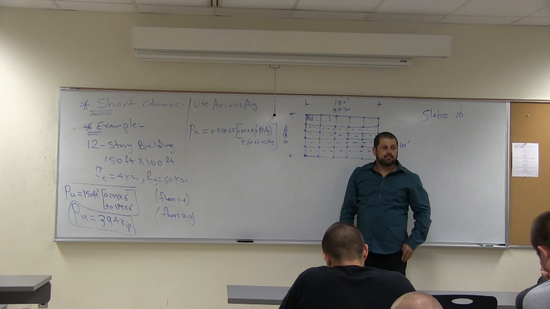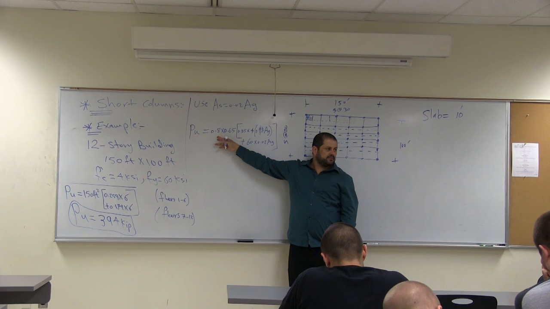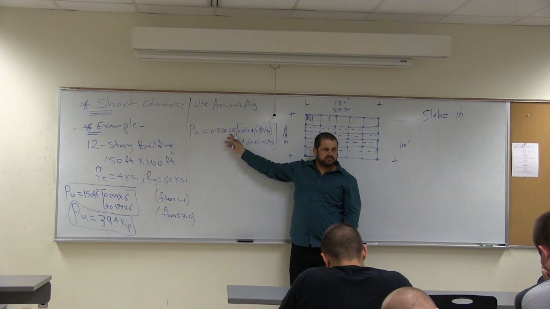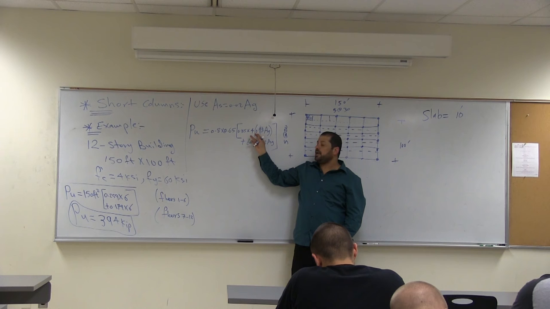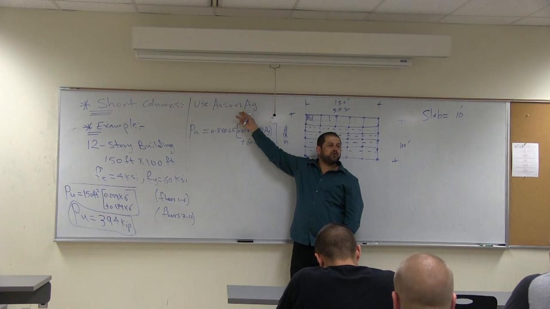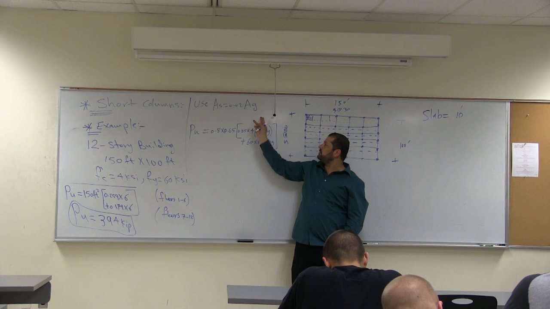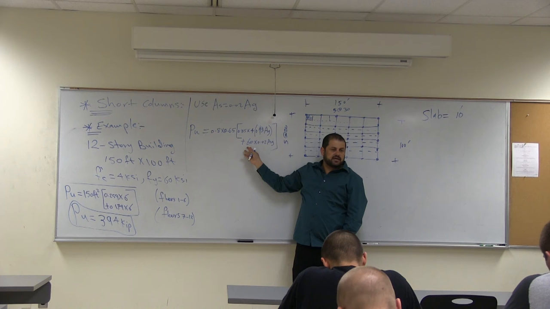I'm going to read the terms for you. 0.8, alpha factor, accidental eccentricity factor. 0.65, that's the phi factor, strength reduction factor. 0.85, f prime c is 4 ksi. A gross minus area of steel, I'm going to assume the area of steel is that. So Ag minus As is 0.98 Ag, plus, we're saying As equals 0.02 Ag, so that's 0.02 Ag, times fy, which is 60 ksi.